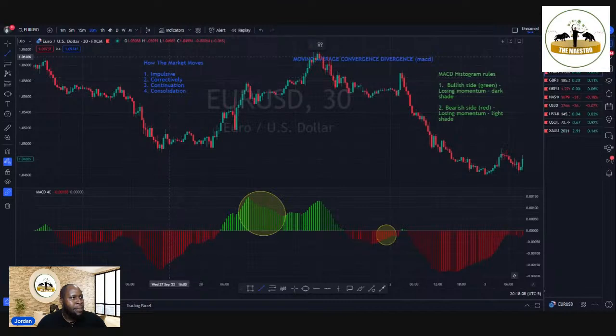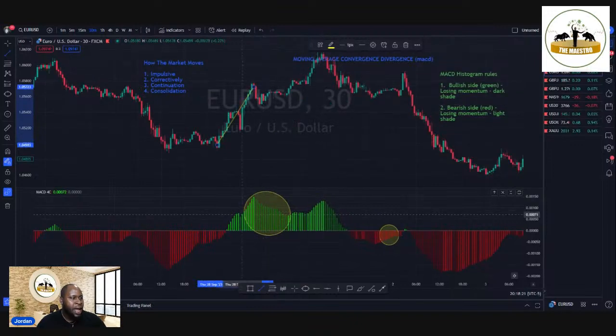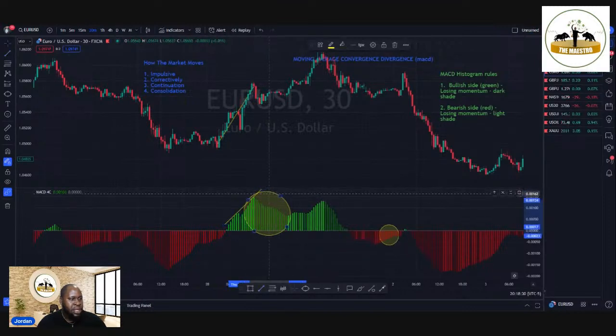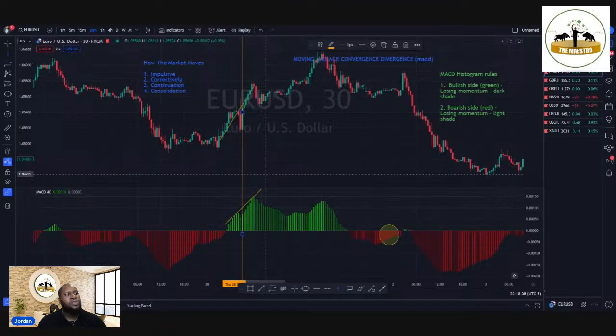We already established what types of moves we have in the market: impulse, corrections, continuations, right? So we have an impulsive move, a strong move to the upside. What do I see on my histogram as it lines up with this? I also see a move to the upside, right? Let me just remove this ellipse so it's clear for you guys. I also see a move to the upside. You can line this up as much as you want. We also see the same move to the upside.